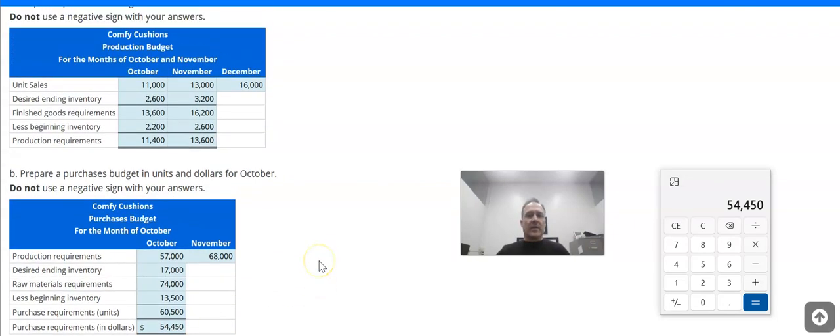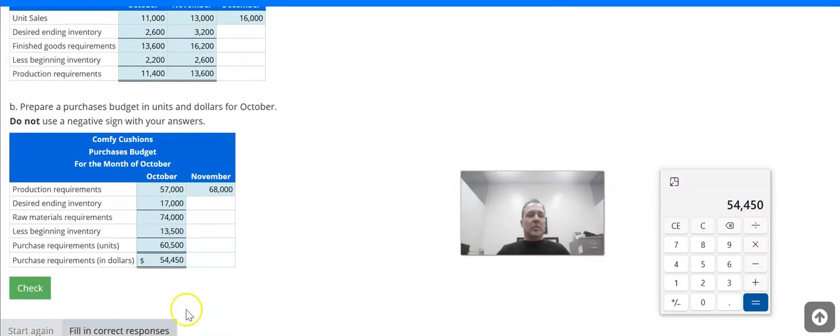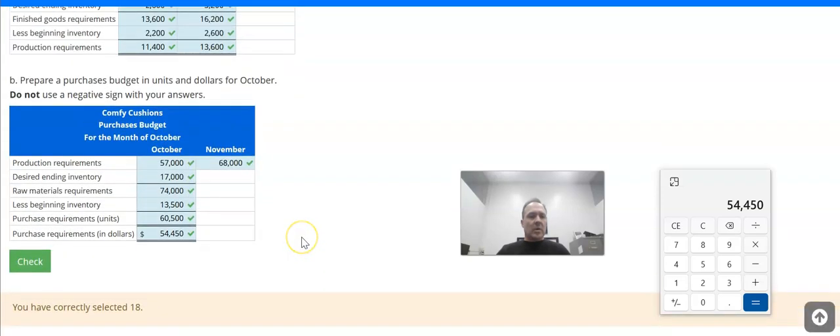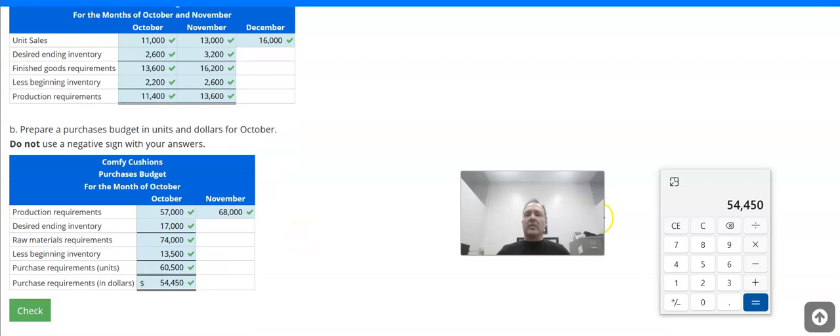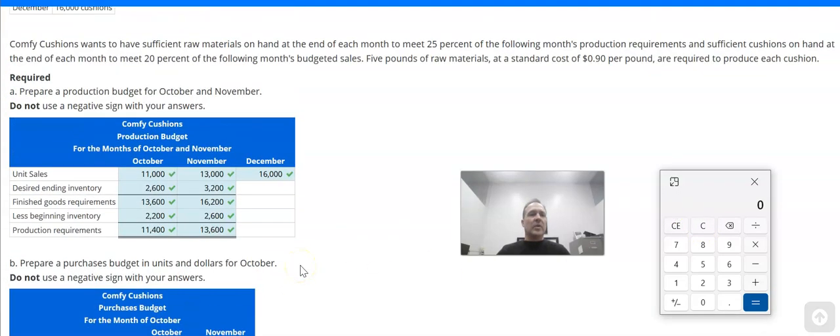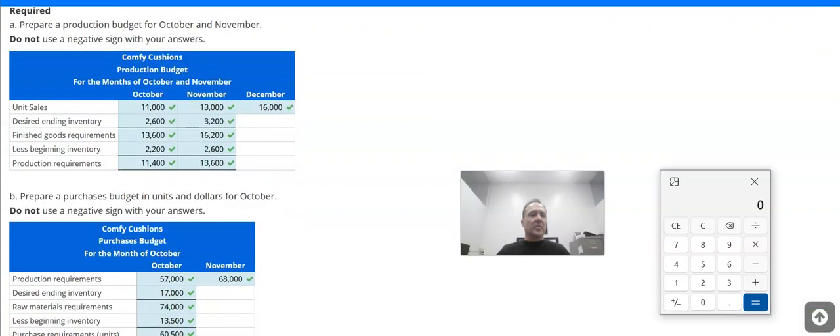All right, and is that it? That is it. Okay, let's see, moment of truth. I can't imagine this would be wrong. And we got everything right, so we are all set to go. I might look and see if I can find something a little bit more challenging, but that'll be it for this video.